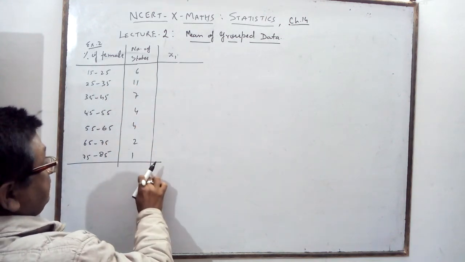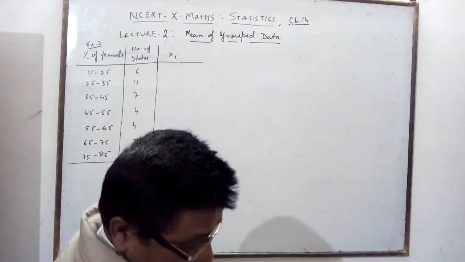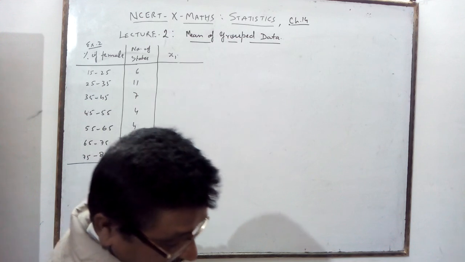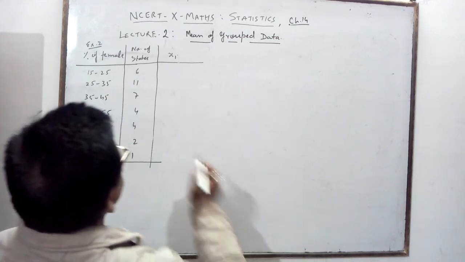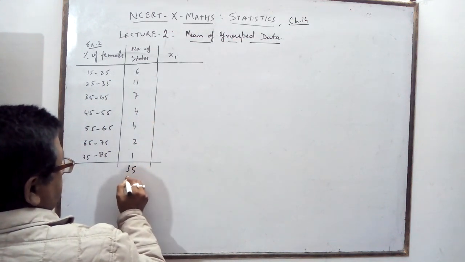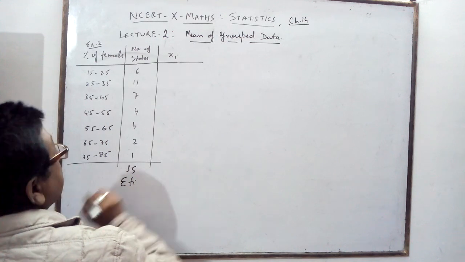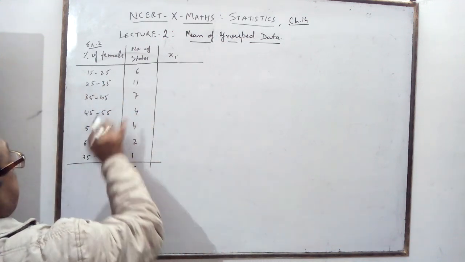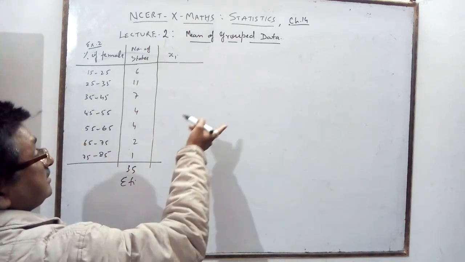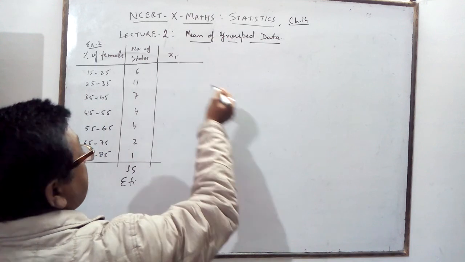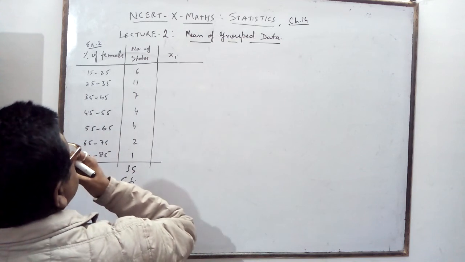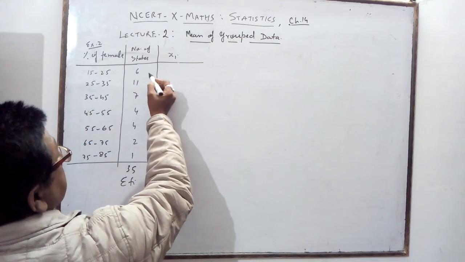What is the class size given here? The class size and the total number of teachers are given here. Total 35 teachers, which is called sigma fi. The class size is the same, so you are free to choose either method: di or ui, deviation or step deviation, assumed mean or shortcut method. So xi you will calculate.